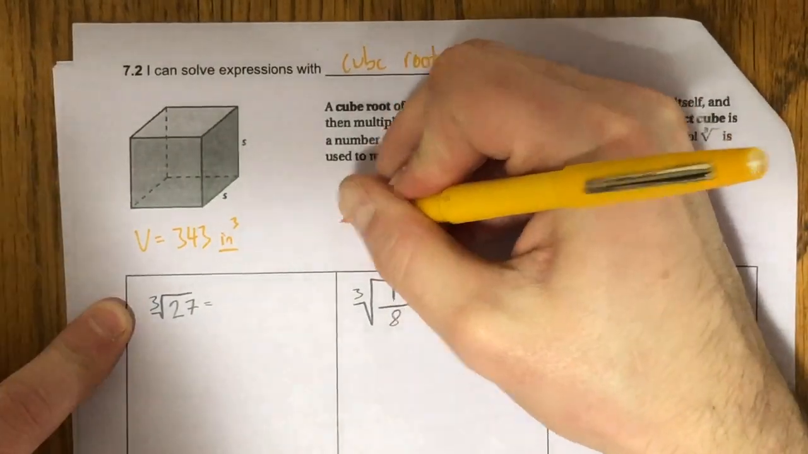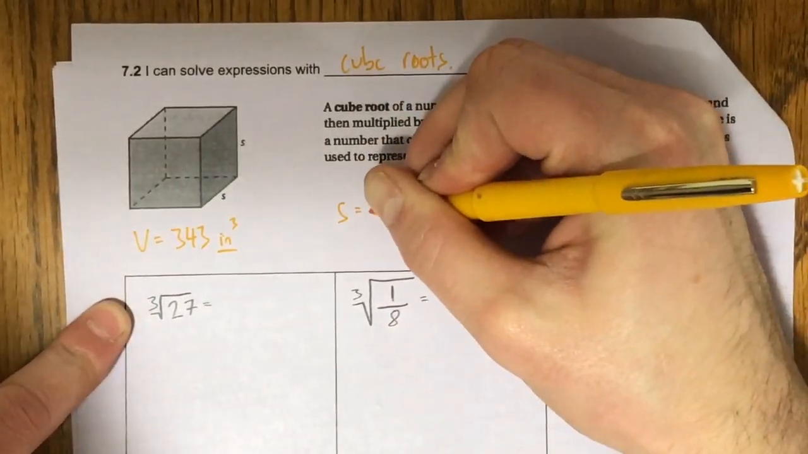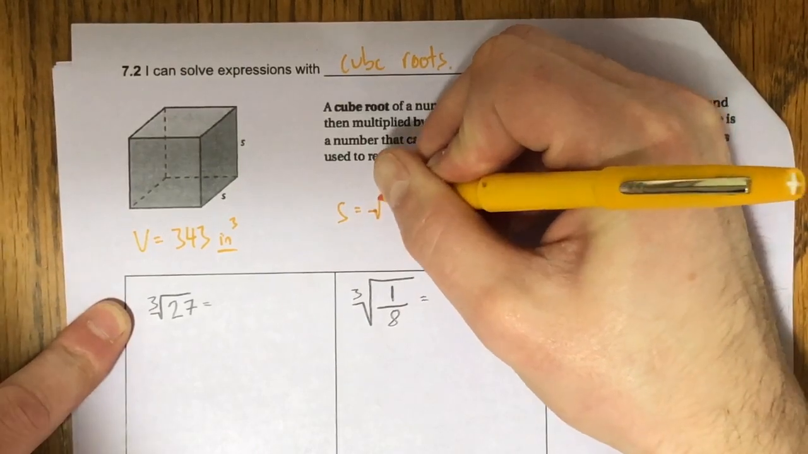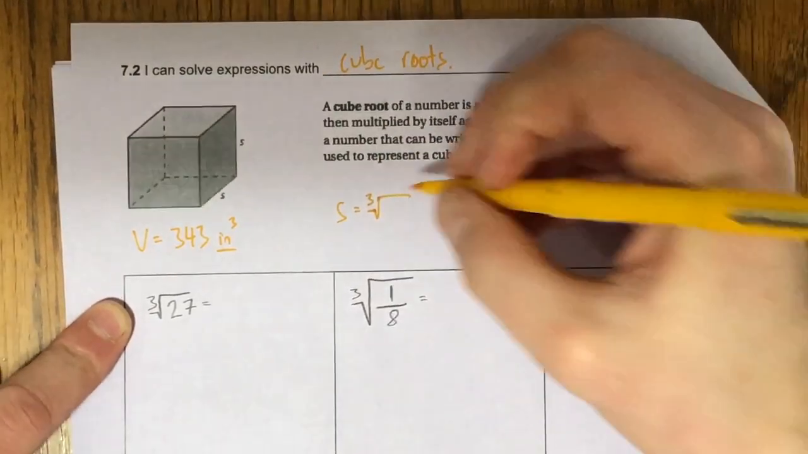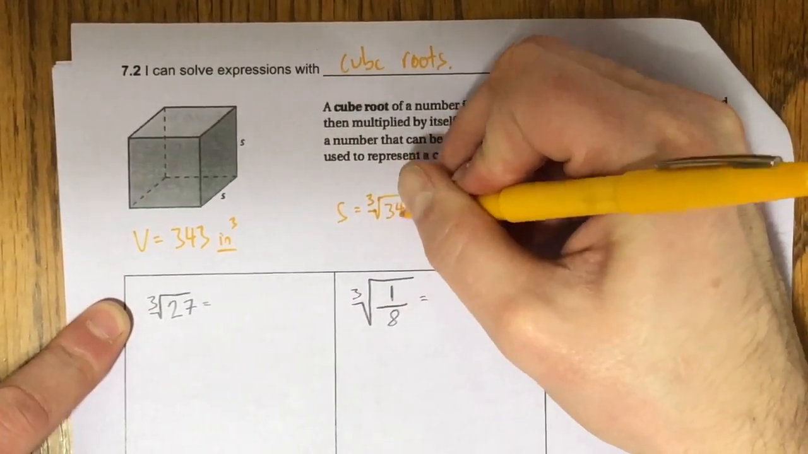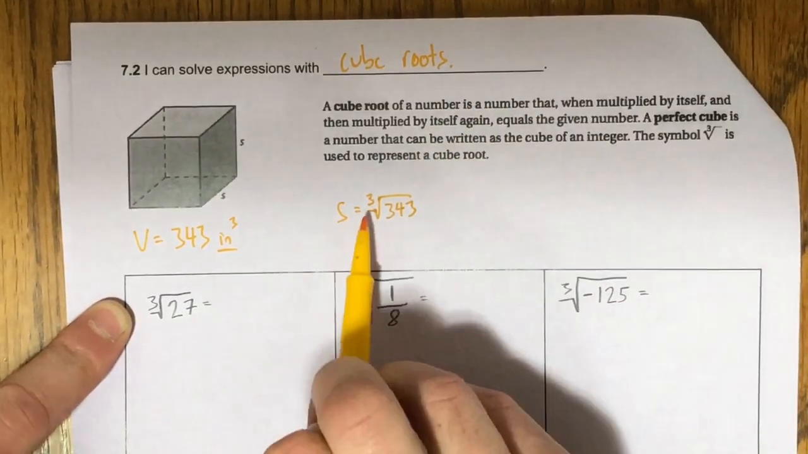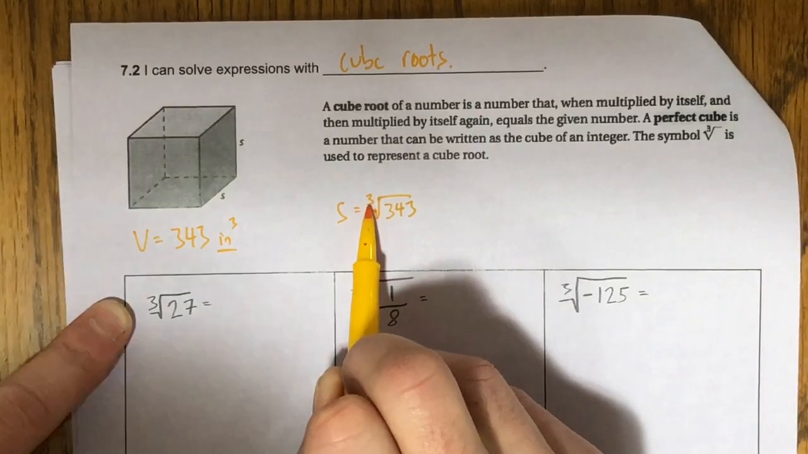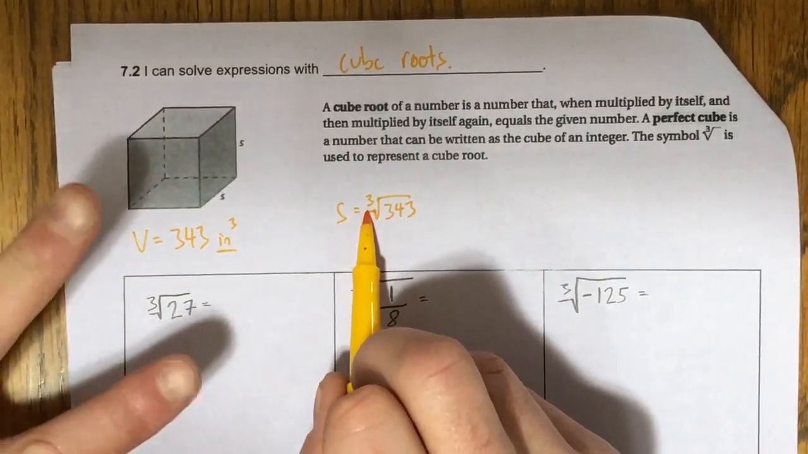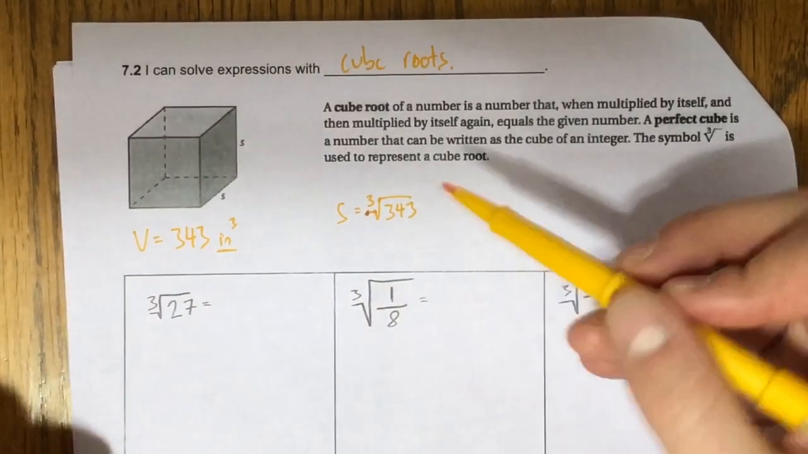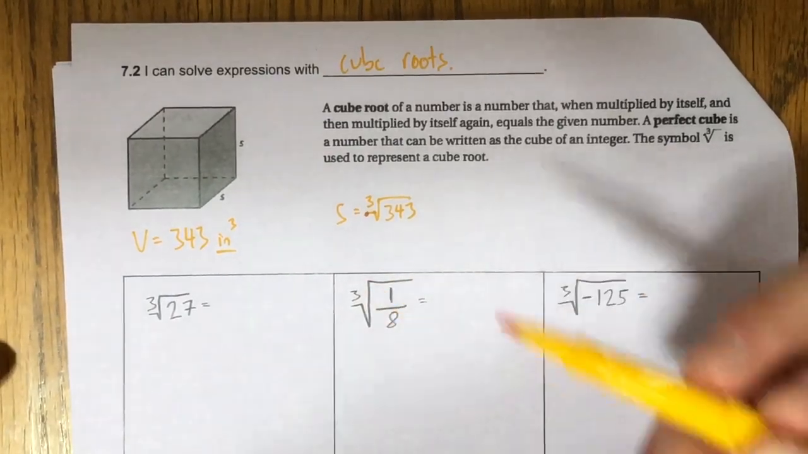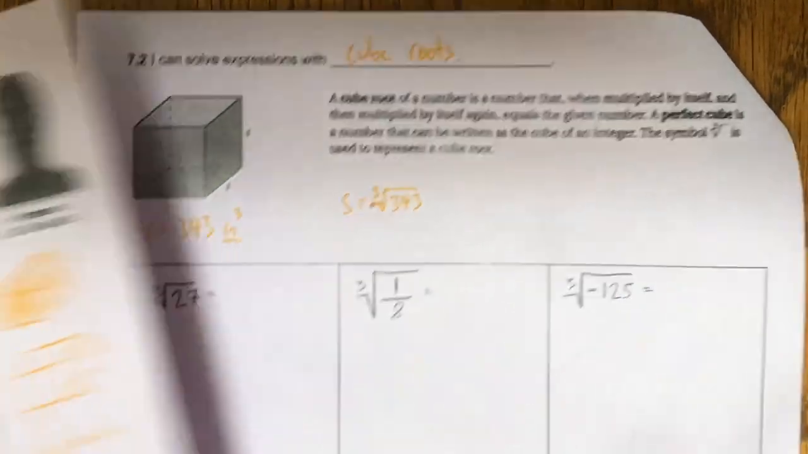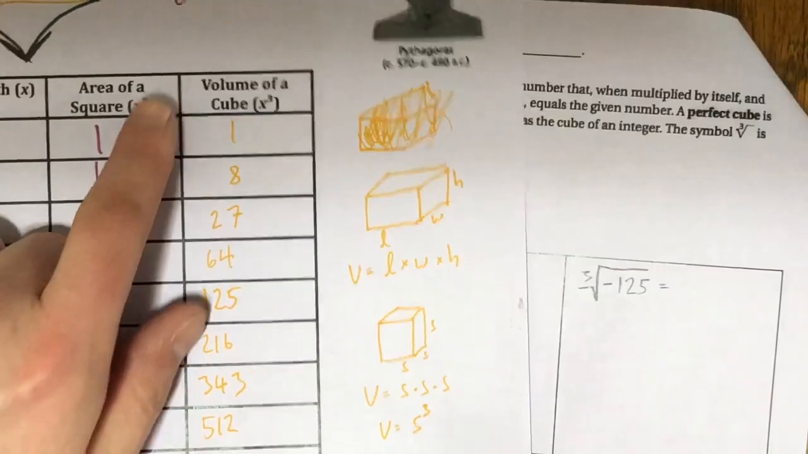So the side length, we say, is equal to the cube root of 343. Instead of square roots, I use the same little radical symbol, but I put a 3 there to denote I want the cubic root. I want the number times itself again. So I can go to my list of perfect cubes here and look for that.